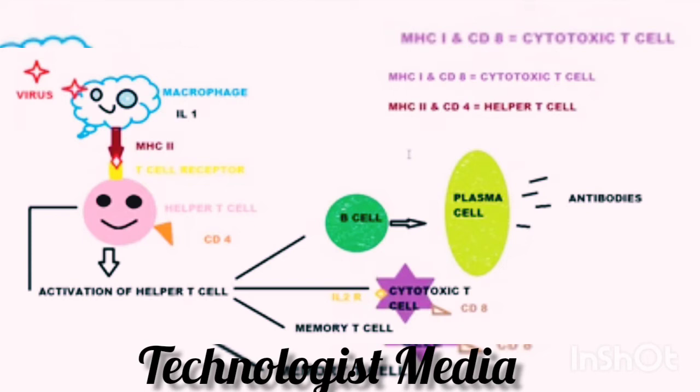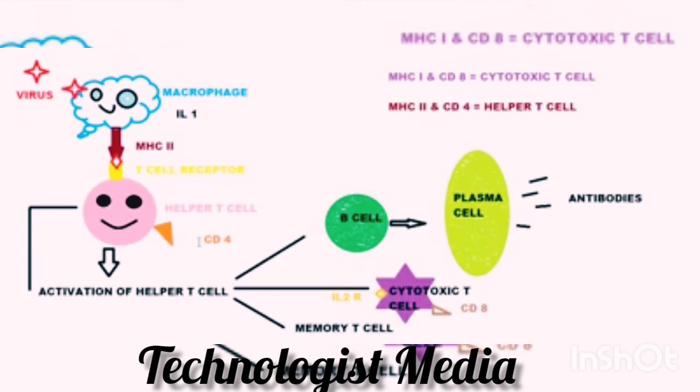When the macrophage phagocytoses the viral antigen, it then presents this viral antigen as an epitope in association with the MHC2 protein. This MHC2 then recognizes the T cell receptors that are present on the surface of the helper T cell, and it recognizes this helper T cell by the presence of CD4 on the surface of the helper T cell, which helps in its recognition.